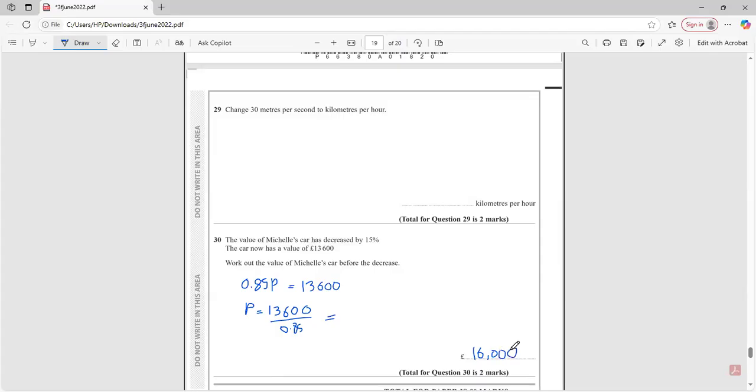And clearly that looks like a correct value because it's supposed to be higher than what it is before it decreased. So that's fine. Okay. So moving on.